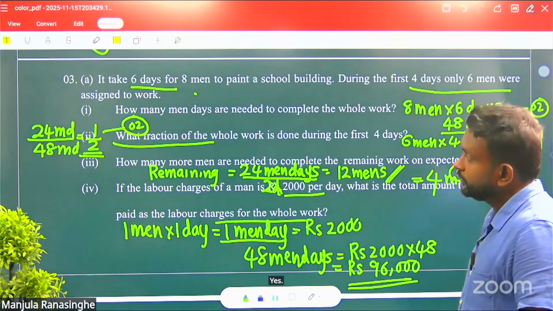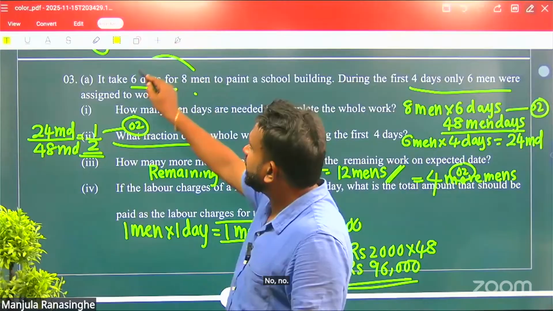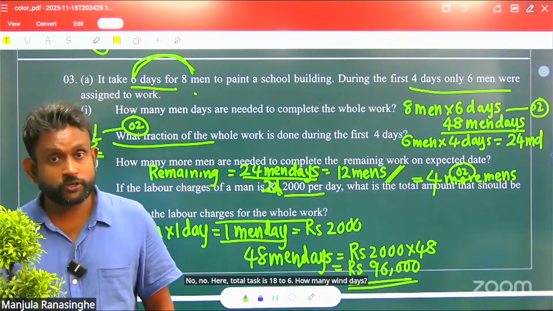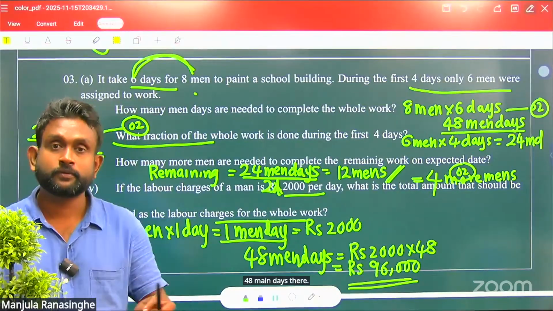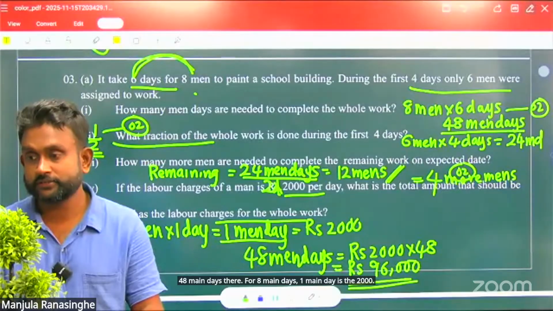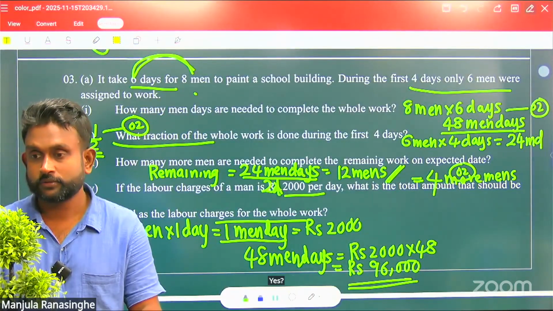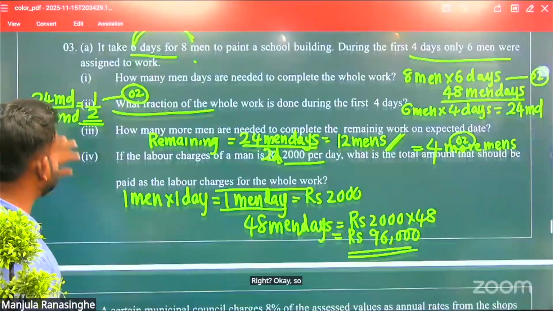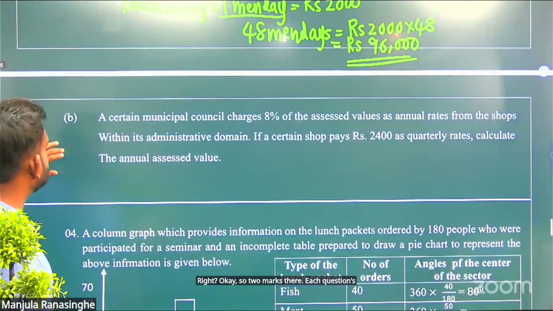The last question to answer is 96,000 for one man, right? No. Here the total task is 8 into 6. How many man days? 48 man days. One man day is 2000. Okay, sir. Right. So 2 marks there. Each question is 2 marks, the last part of that question.